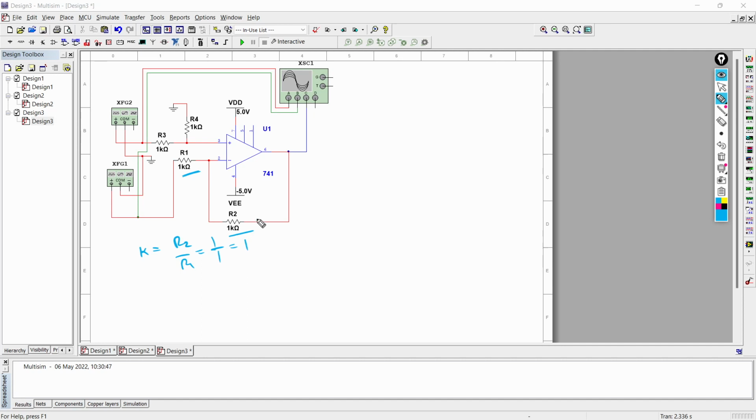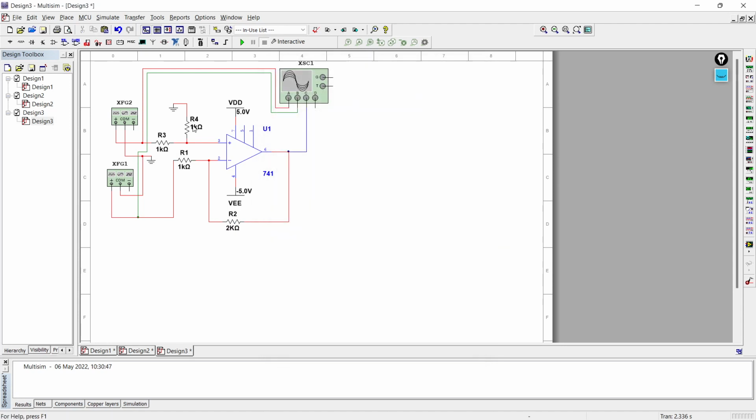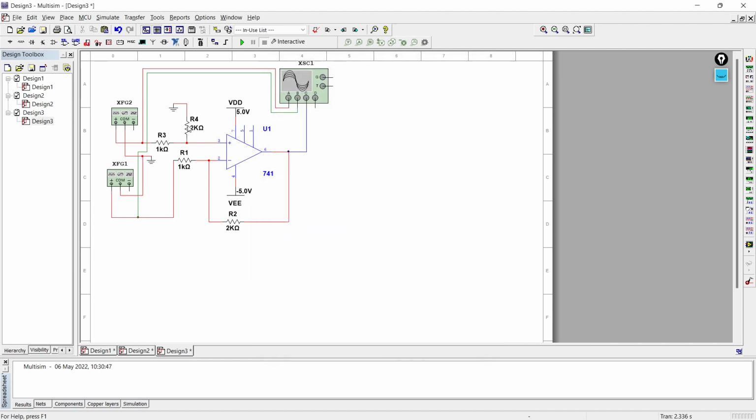So instead of this 1, what we'll do, we'll make changes in this R2 and we'll increase gain from 1 to 2. We'll make it 2K. The same way we'll make it 2K2. And now let's run the circuit.